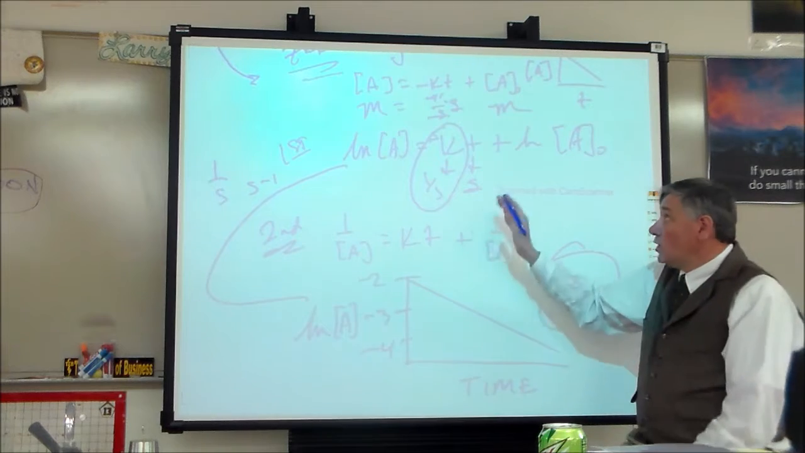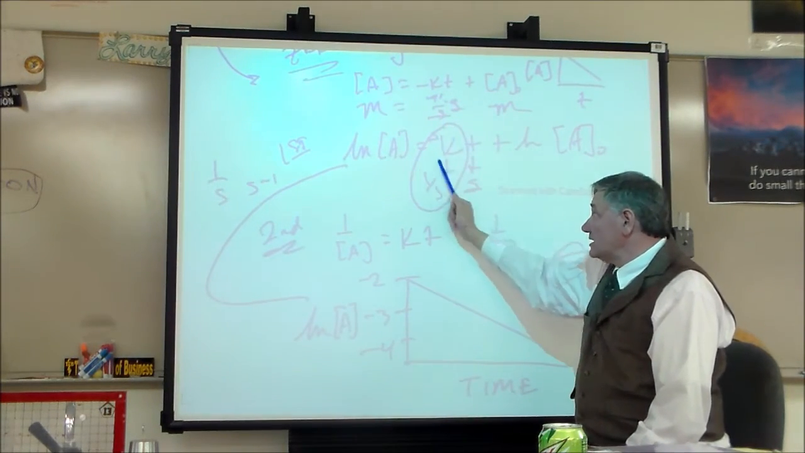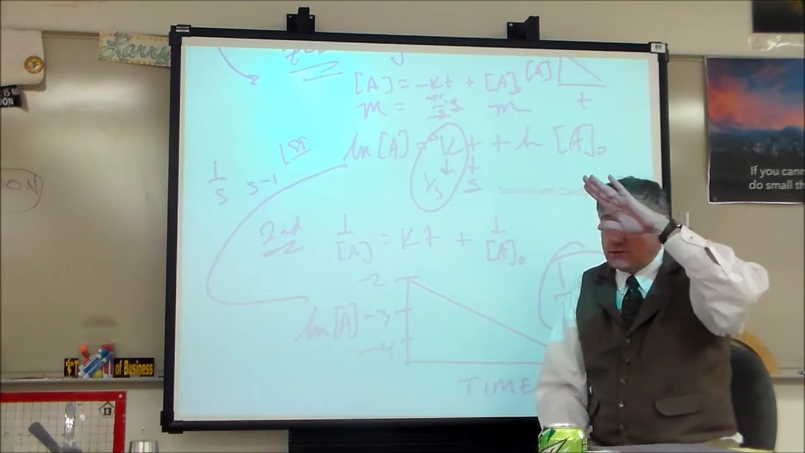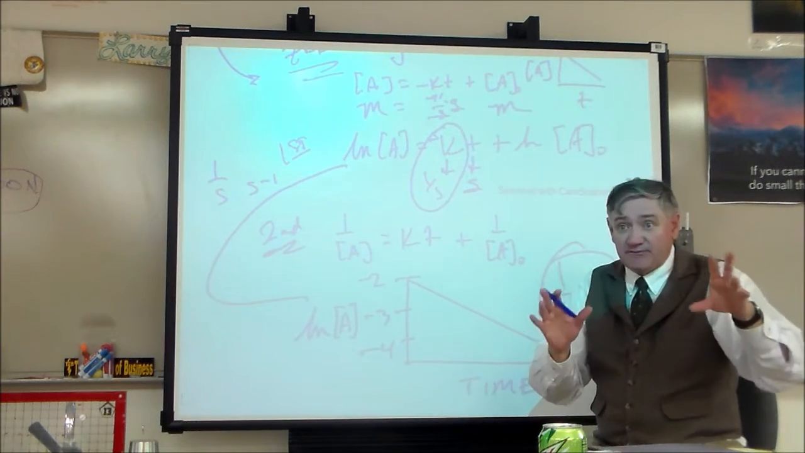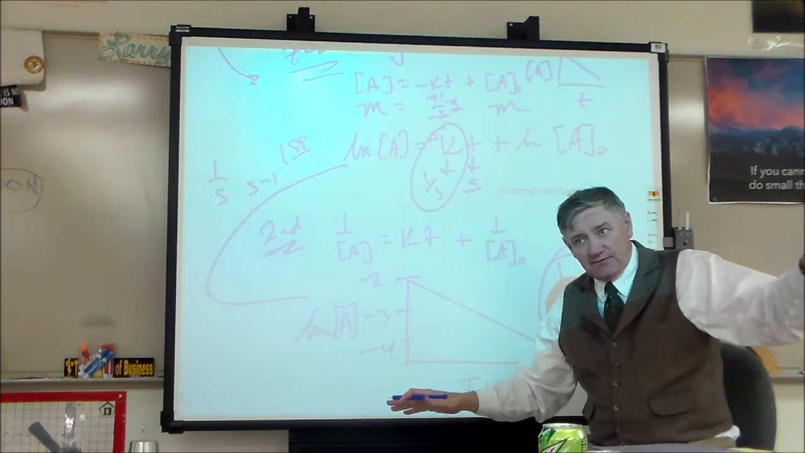So when I tell you that the slope for first order is a negative k, all I'm telling you is that the k is going to be a negative value. Okay, again, it's not a negative of a negative. It's just going to be a negative value.